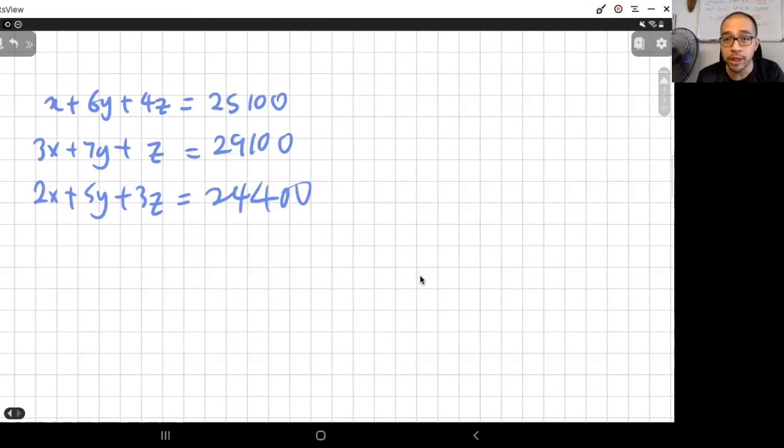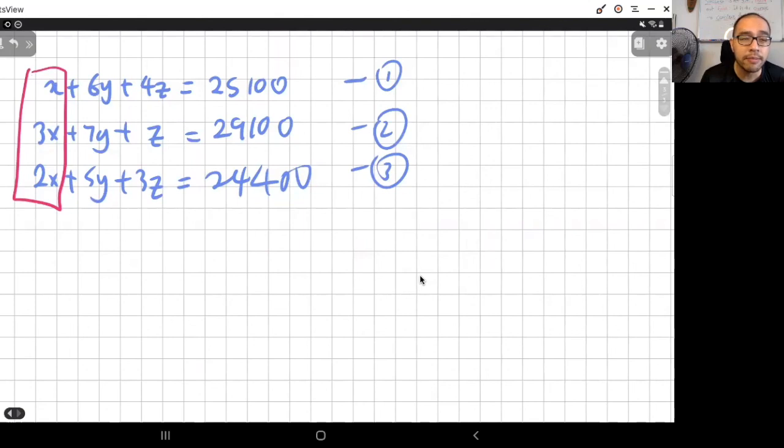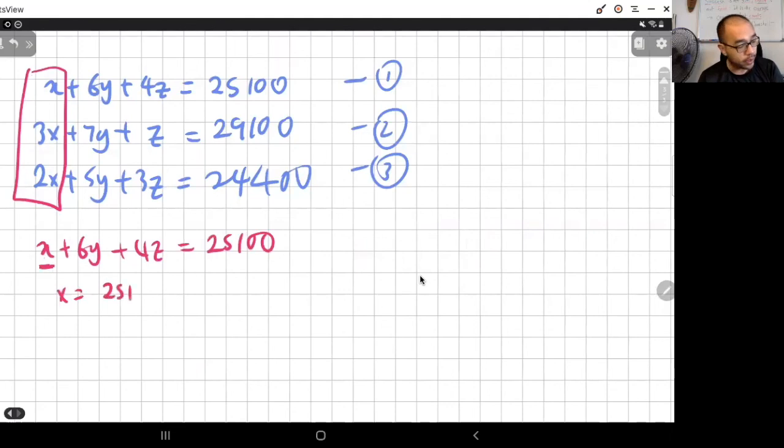I like the multiple elimination method. So let's say equations 1, 2 and 3. I'm going to want to deal with the X now. In this case, it may look like substitution makes more sense. Okay, fine, let's do substitution now. We start from the first one: X plus 6Y plus 4Z equals 25,100. I'm going to have the X alone, so X equals 25,100 minus 6Y minus 4Z. Then I'm going to substitute it into 2 and into 3.